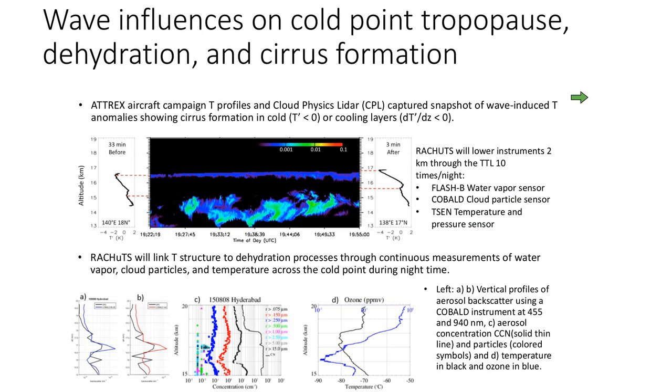And then we are going to have several instruments that will provide additional information on what's going on at the tropopause in terms of dehydration and cirrus formation, in particular the Ratchets instrument that is just a line that reels down 6 times per night and makes measurements of temperature, water vapor, and also cloud particles.